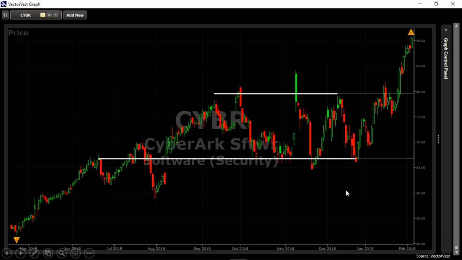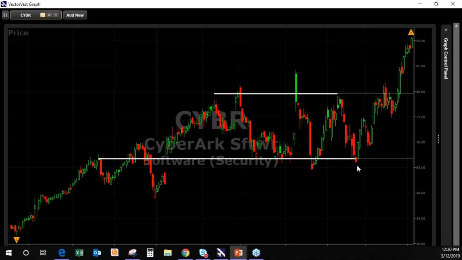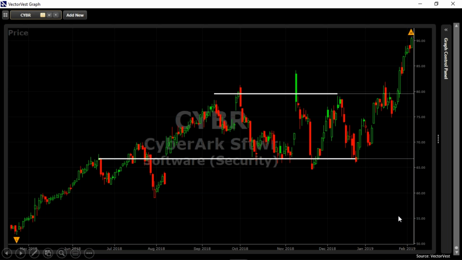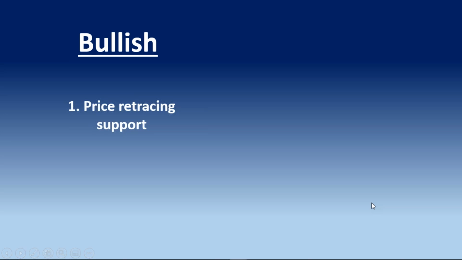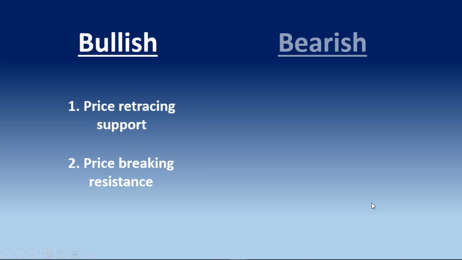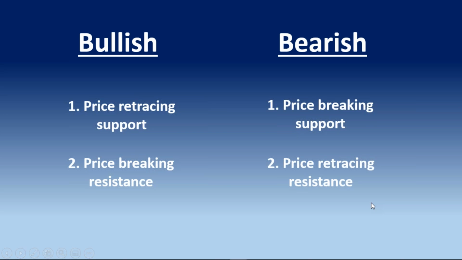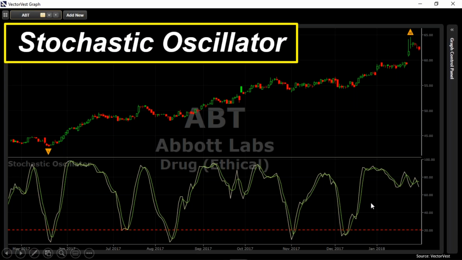The other selling opportunity or shorting opportunity would be, and we don't see this on the chart, when price breaks down through support. Okay, that's another selling opportunity. So here they are. Bullish, using support and resistance. You're bullish if price retraces from support or if it breaks resistance. You're bearish if price breaks support or retraces from resistance. Okay, and the last indicator we'll take a look at.